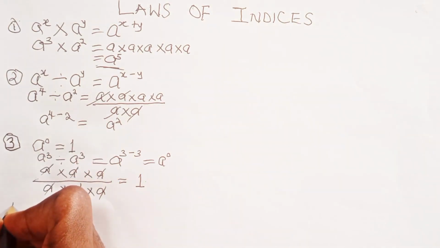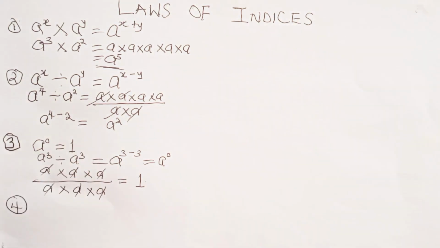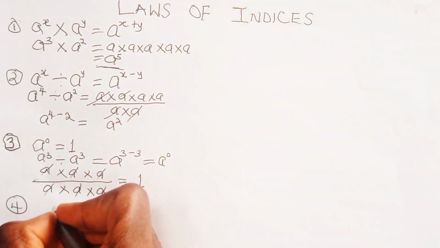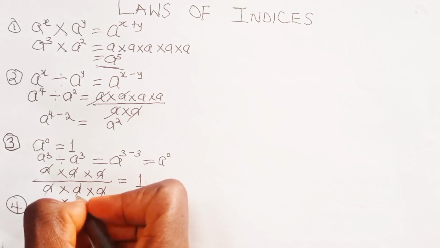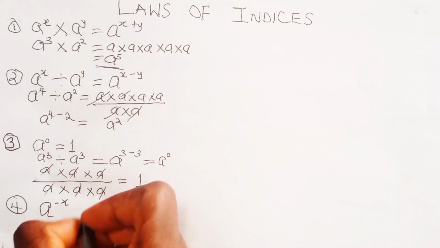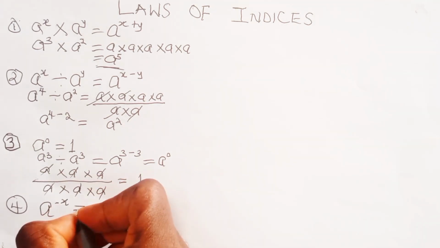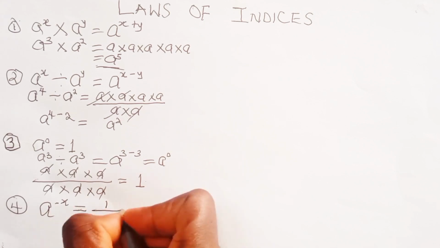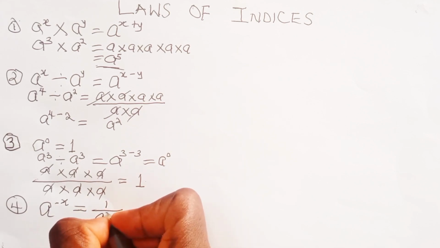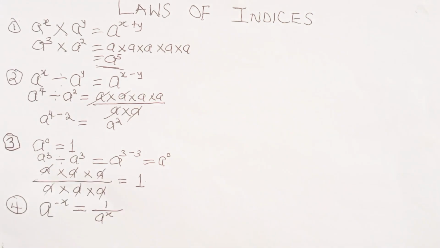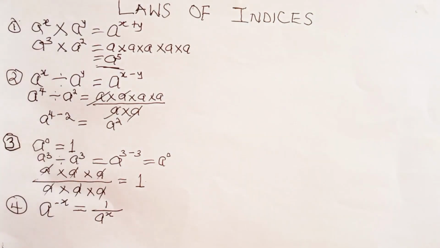Then the fourth law we would be looking at quickly is what we call the numbers with negative powers. What this law says is that if I am given a raised to power minus x, you see, I have a negative power, it simply gives me 1 over a raised to power x. So this is what we call the numbers with negative powers law.